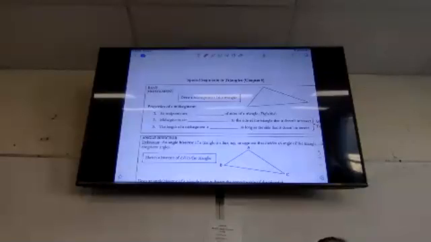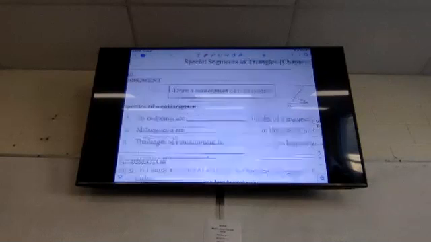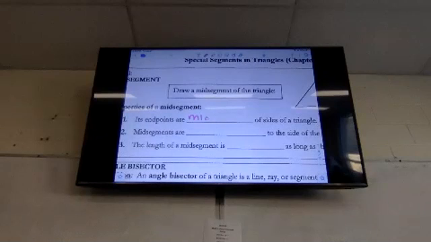Do you guys remember when I taught you the mid segment back on Tuesday? What is the mid segment made up of? 2 midpoints. Good. Remember, I made such a big deal about it: mid segment, midpoints. It's endpoints. The endpoints of a mid segment are the midpoints of the sides of a triangle.